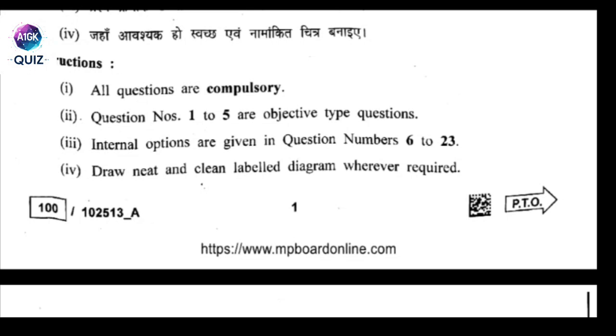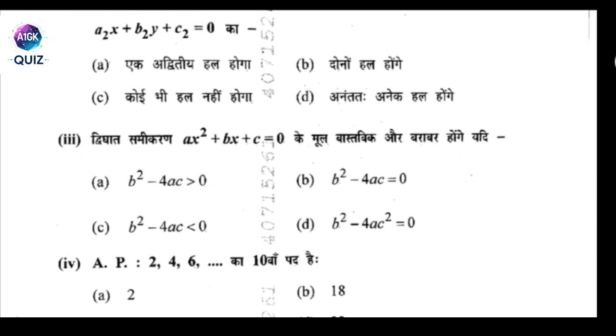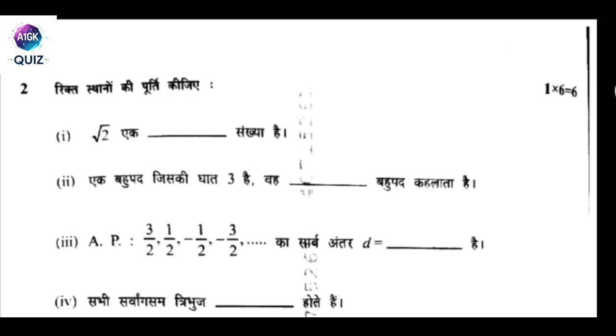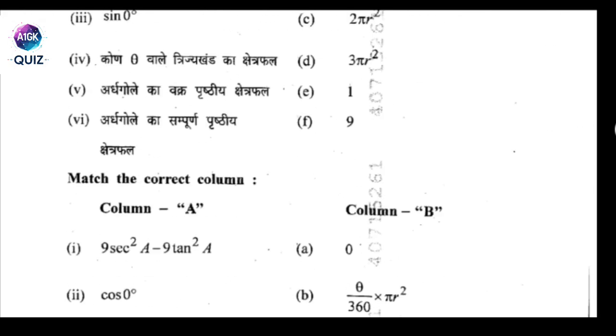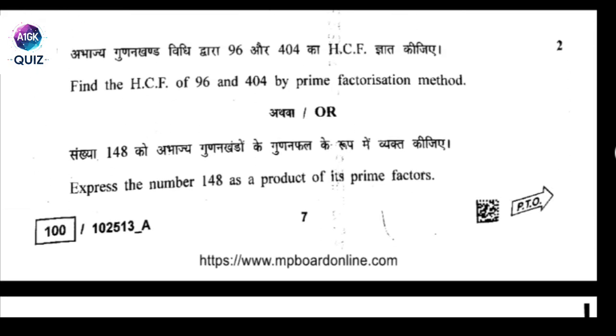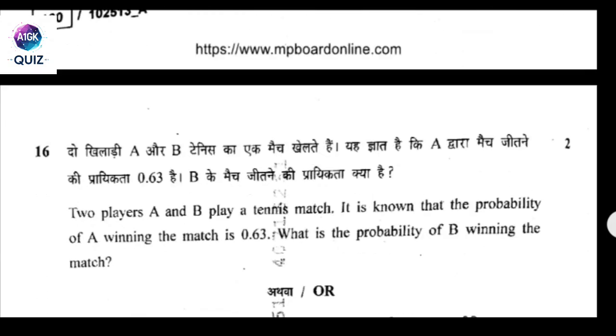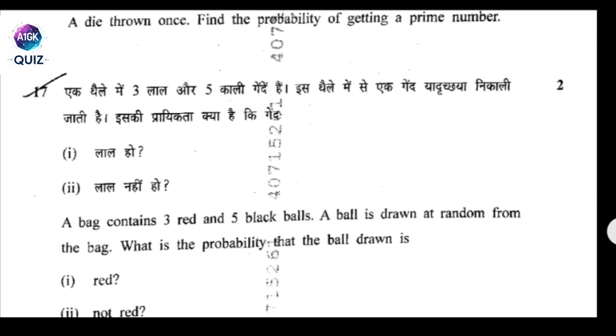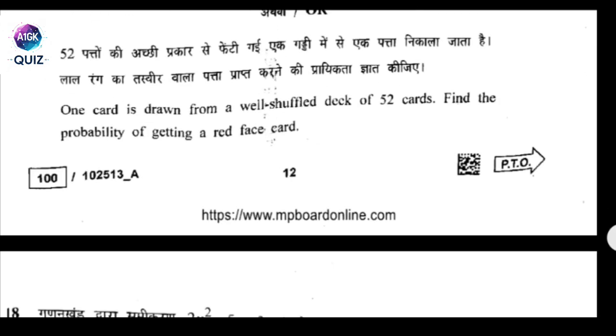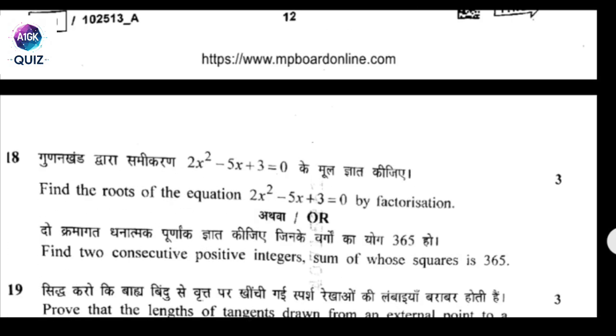The paper has four sections. Section A, from question 1 to question 5, are all objective type questions. Section B is from question number 6 to question number 17, which carry 2 marks.